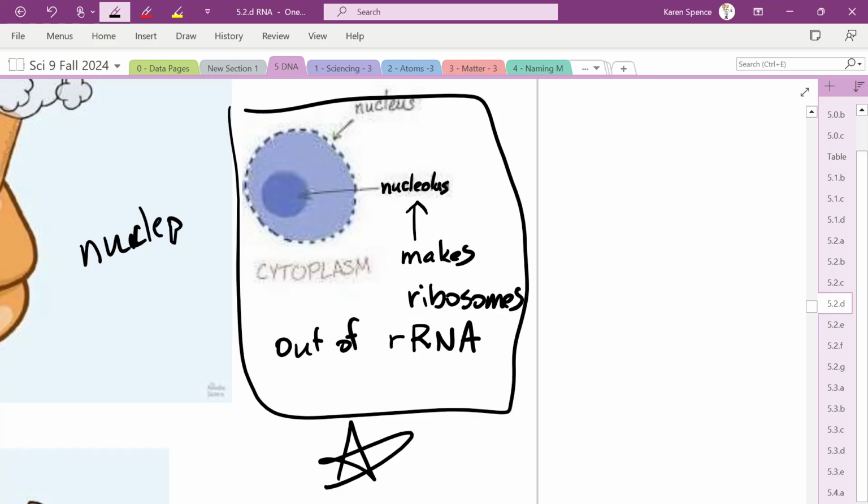Oh my gosh, my pen is so weird. It won't let me just write letters normally. There we go.